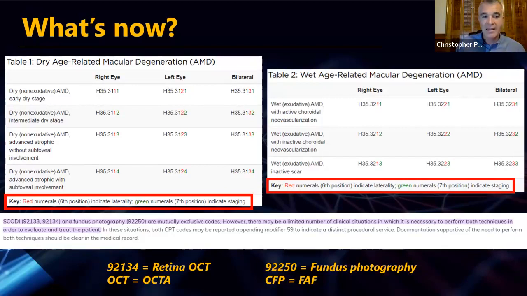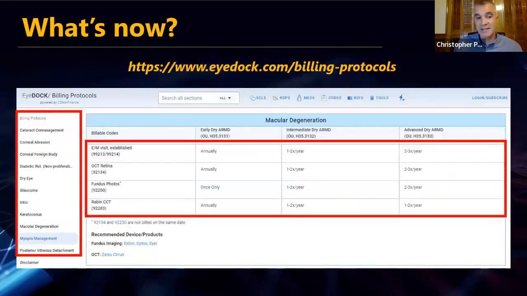This one I will only put up there for interest. That's how you code AMD. Everyone can take this for reference, but you can see that OCT and OCTA are both 92134. If you're doing one, you're doing the other. Fundus photography, color fundus photo, fundus autofluorescence. In some cases, you can code for the same on the same visit, but they have to be for distinct disease entries.